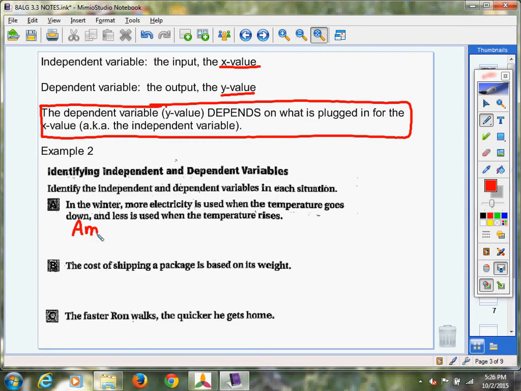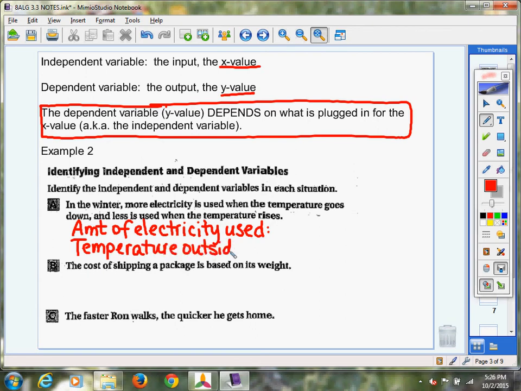So amount of electricity used, okay, and then the temperature outside. Not the temperature inside the house, the temperature outside the house. Okay, so that's why I specified it that way. All right, so does it sound right? I use more electricity the colder it gets.